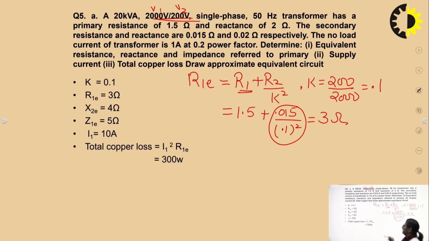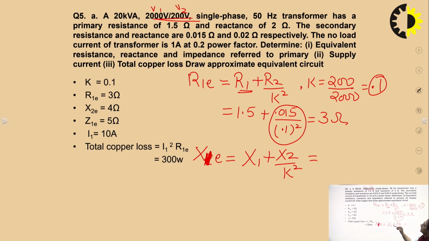Now X1E, the equivalent reactance referred towards primary, is given as X1 plus X2 dash, that is X2 by K square. We have already found that K is 0.1. Substituting, X1 is 2 plus X2 is 0.02 upon 0.1 square. So it is 2 plus 2, which gives 4 ohms. So X1E is 4 ohms.